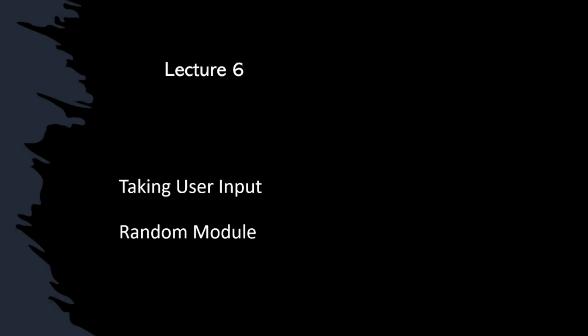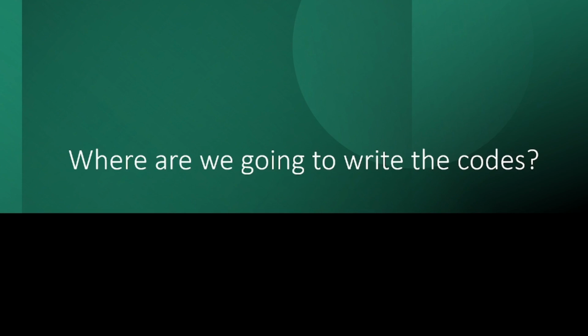In lecture 6, we are going to talk about taking user input and the random module for understanding the module logic. After this lecture, we are going to know the Python fundamentals well and we are going to be able to create programs by ourselves. That is the end point of the course. We will stop there.